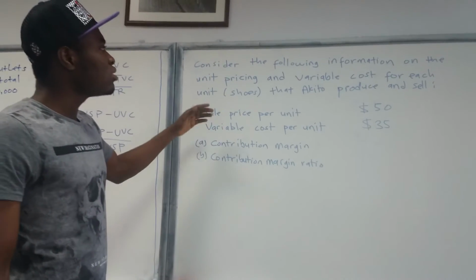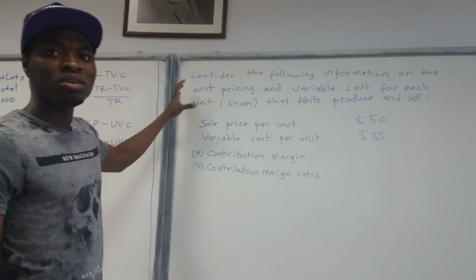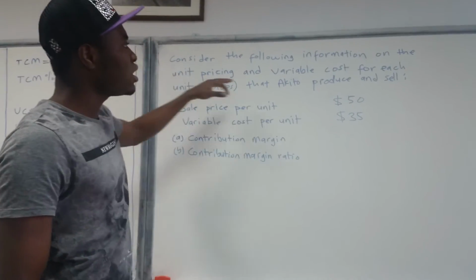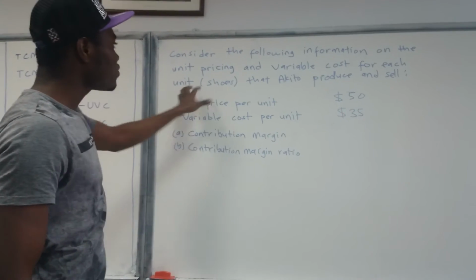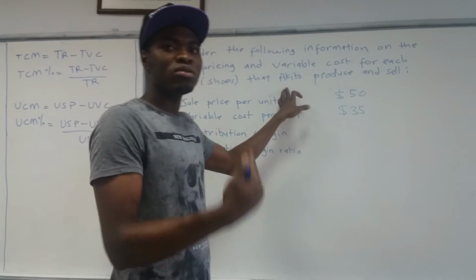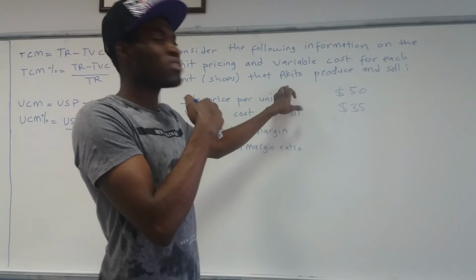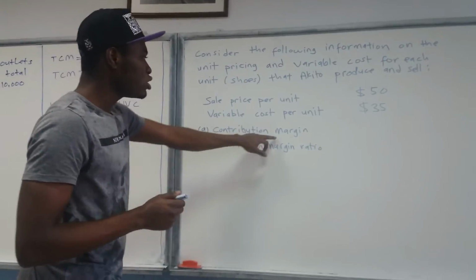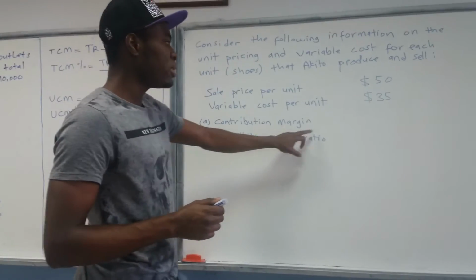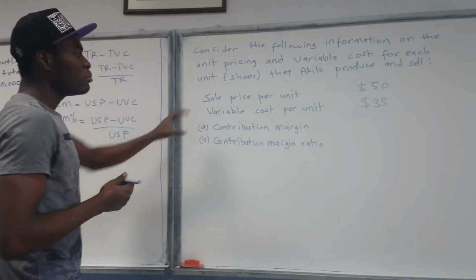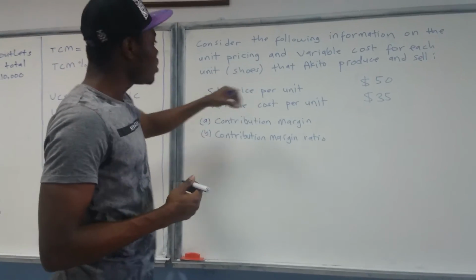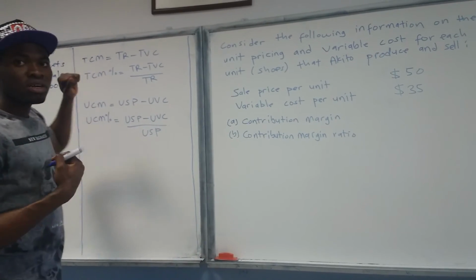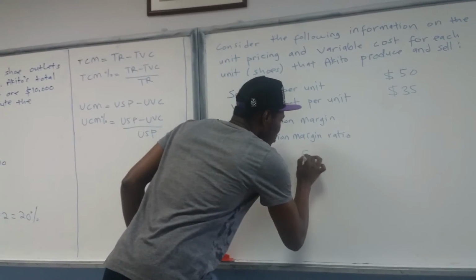There may be a situation where our data will be given based on per unit, as in this example. Consider the following information on the unit price and variable cost for each unit of shoes that Akito, the name from our previous example, produces and sells. And we've been asked to calculate A, contribution margin, and B, contribution margin ratio. So here, based on the data given, we are supposed to use the unit contribution margin formula, not total contribution margin.